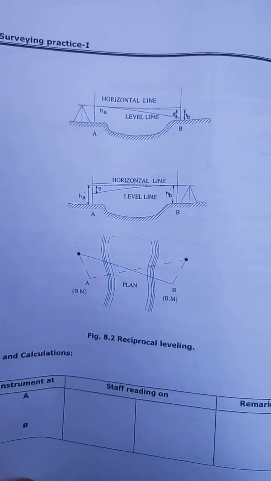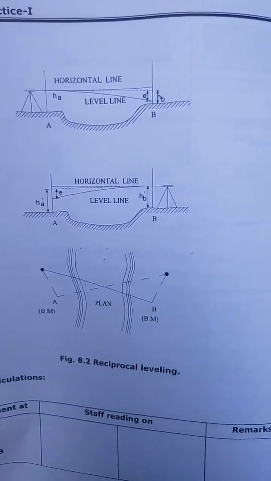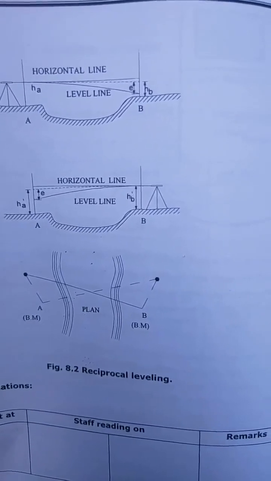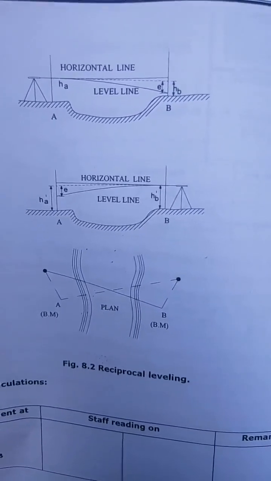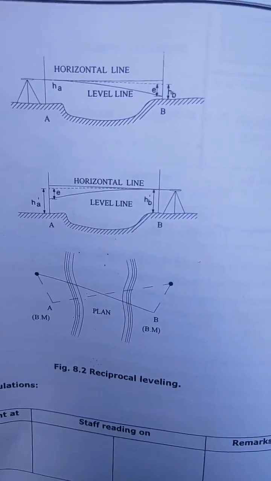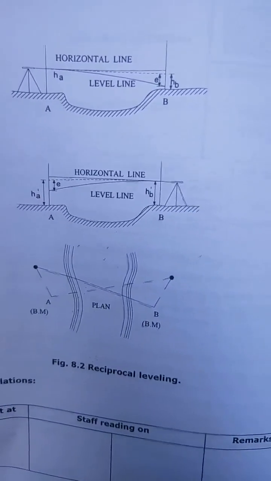Okay, so now we have another experiment. The experiment is to determine the difference in elevation between 2 points using reciprocal leveling. So we have to find the difference in elevation between 2 points by using reciprocal leveling, and also we have to determine the collimation error.